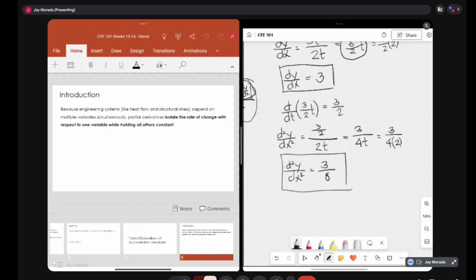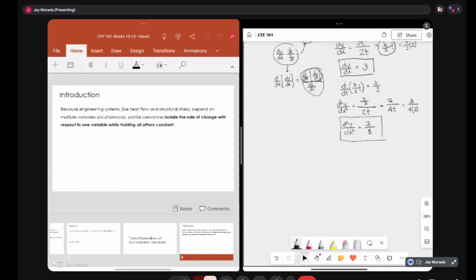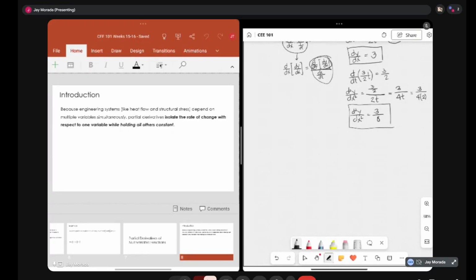Okay, so engineering systems don't usually deal with only one variable. There are different variables at play. For example, the location, the temperature. But it is useful to isolate the rate of change of one variable with respect to others. That is very useful, especially in analysis. What is a partial derivative?